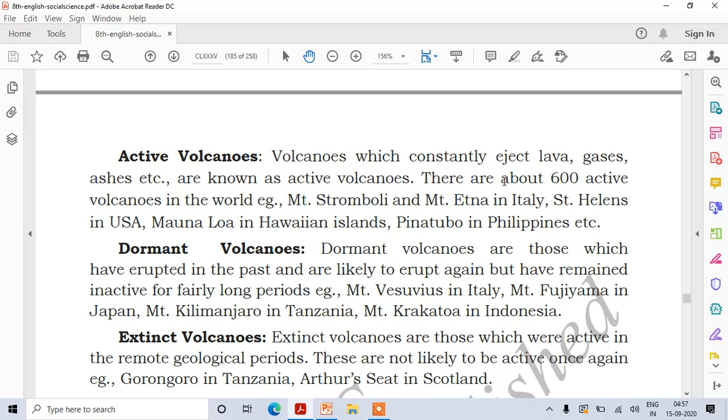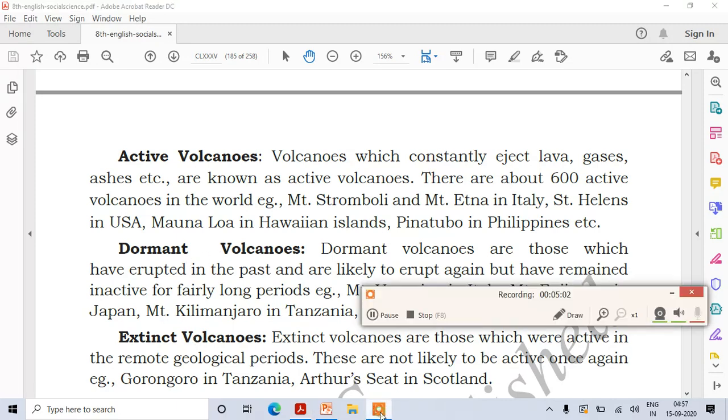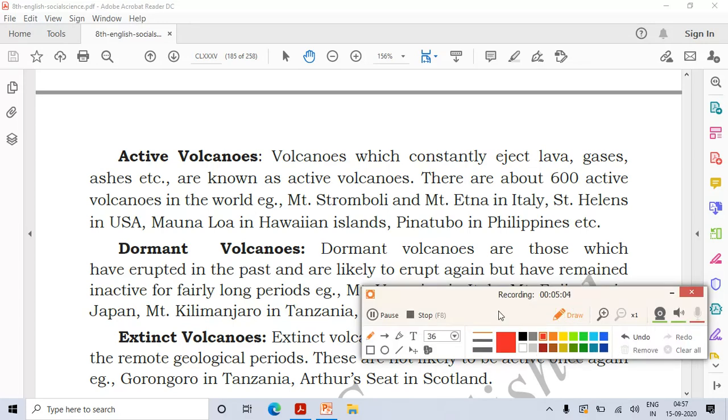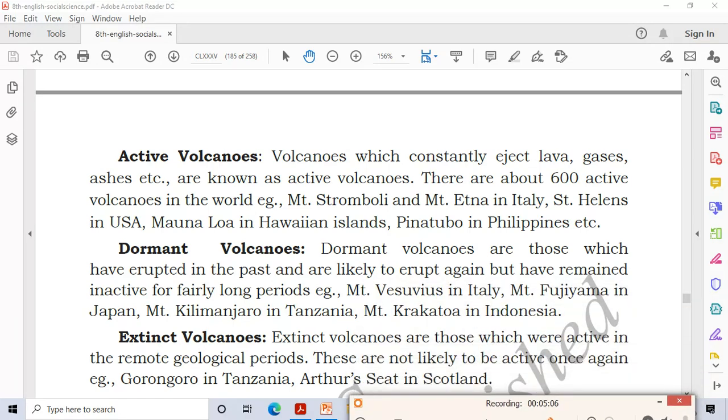So what are the three types of volcanoes? Active volcanoes, dormant volcanoes, and extinct volcanoes. From the word active, you can understand that it is very active and destructive in nature, right? The volcanoes which constantly eject lava, gases, and ashes are known as active volcanoes. So these volcanoes will constantly, every time, eject lava, gases, and ashes. There are about 600 active volcanoes in the world.